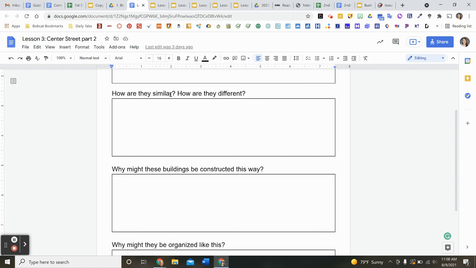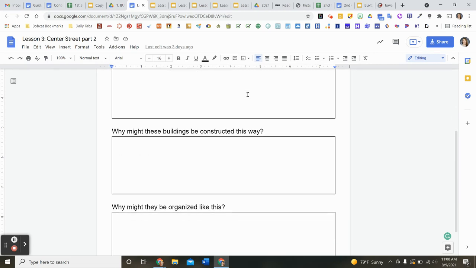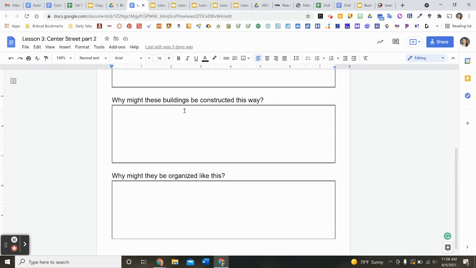How are they similar or the same? And how are the buildings different? Why might these buildings be constructed this way? So, why did the builders decide to build these buildings the way they did?